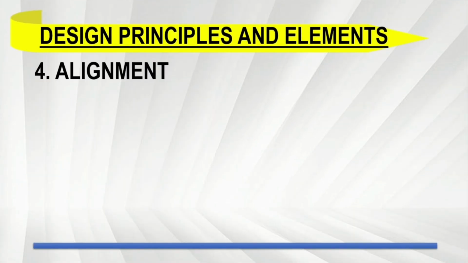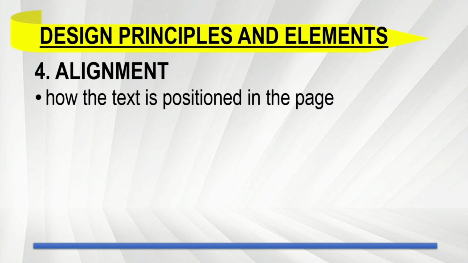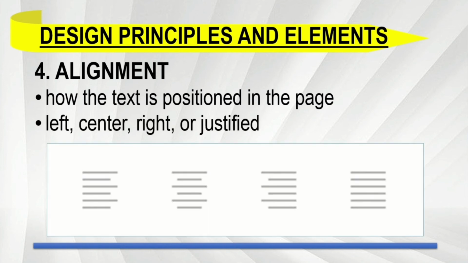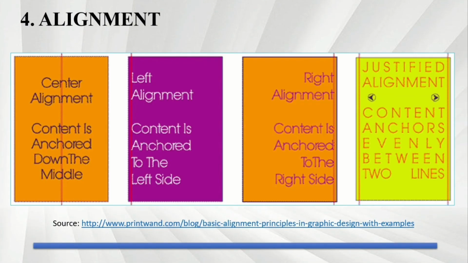So the next design element is called alignment. Alignment is how the text is positioned in the page. It can be center aligned, left aligned, right aligned, or justified.